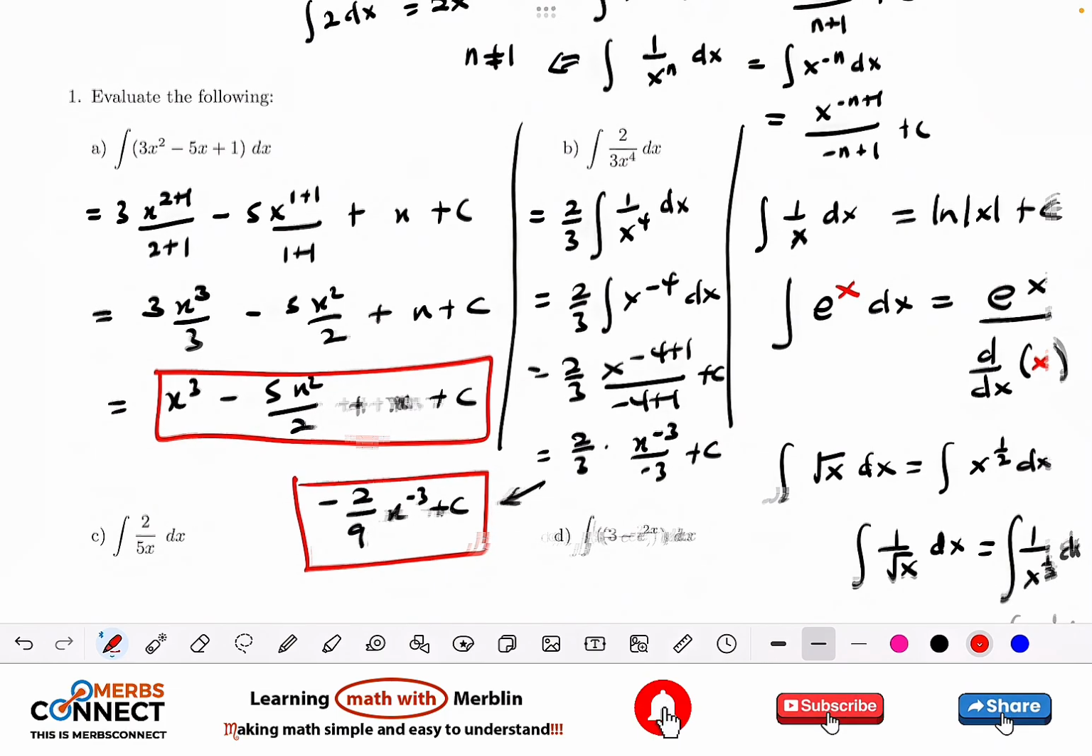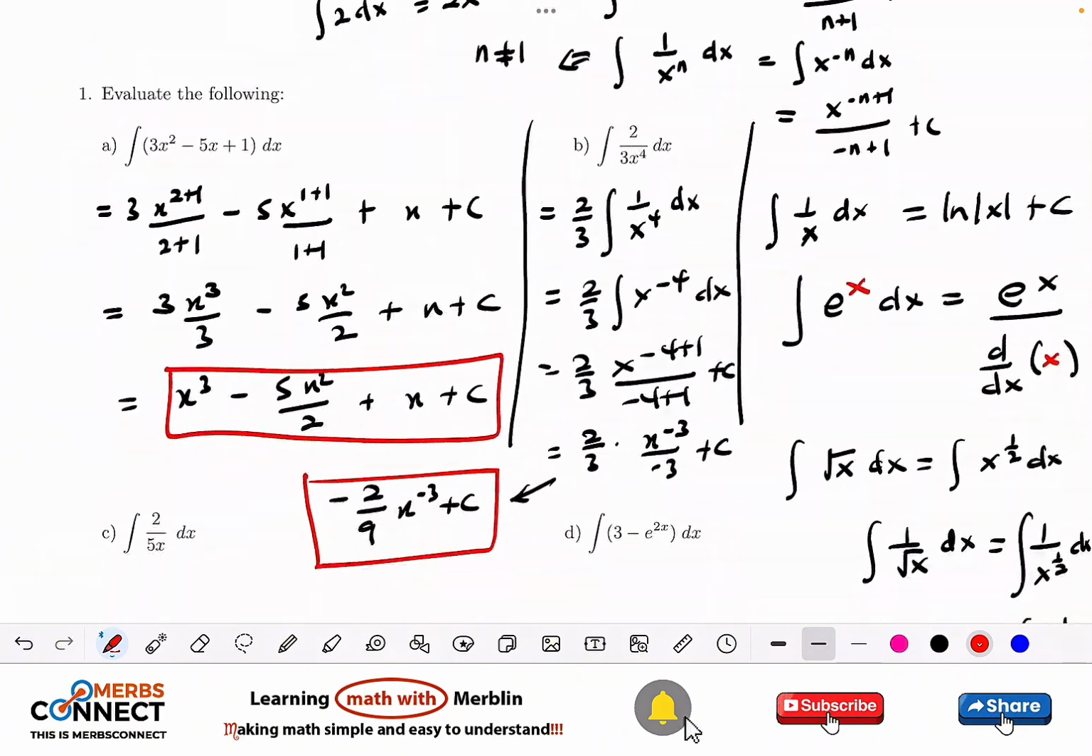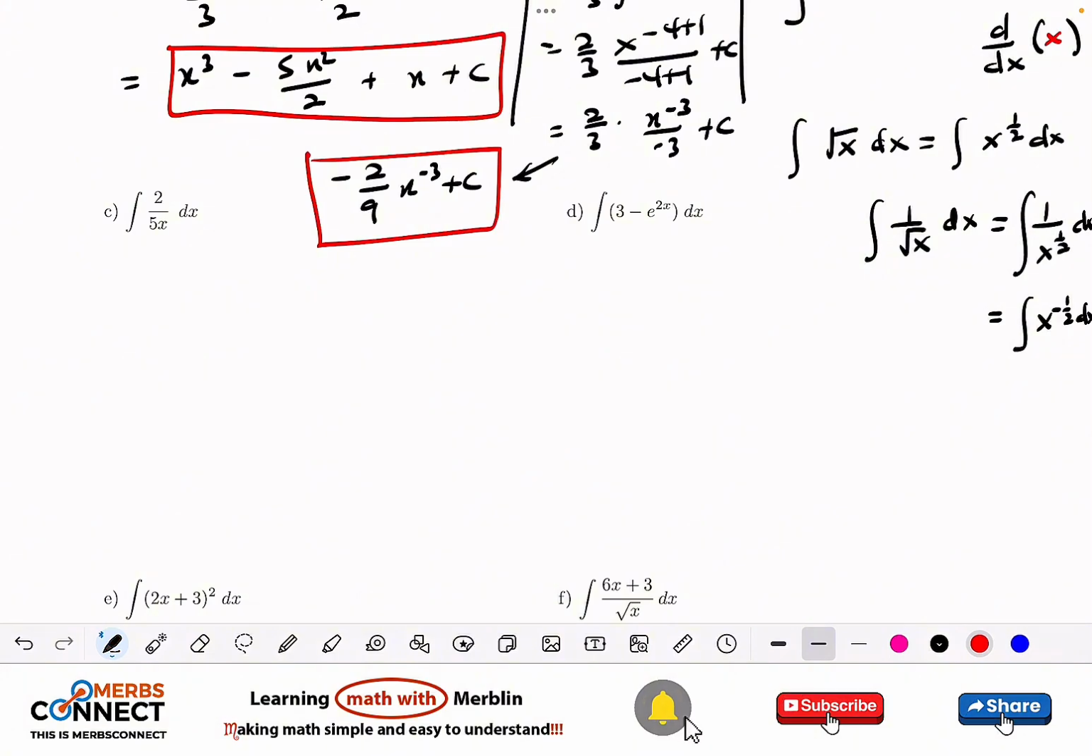Good. Good. My board is so messy, but I think it's okay.